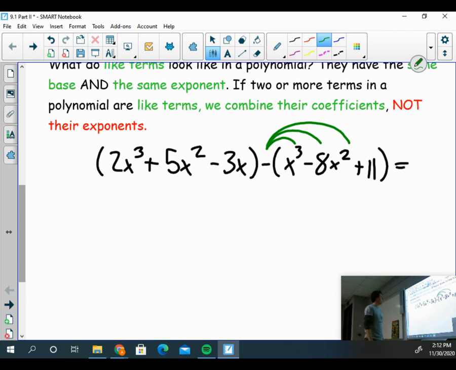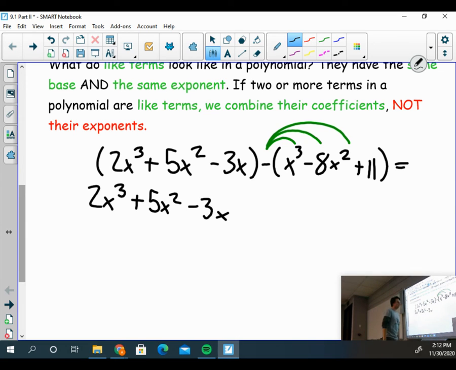We don't have to do this with the first set of parentheses because there's nothing outside of it. So everything in the first parentheses will stay the same. But everything in the second set of parentheses must have the minus applied to it. So positive x cubed becomes minus x cubed. My negative, when that is applied to the negative 8x squared, a negative and a negative, when multiplied together, make a positive.